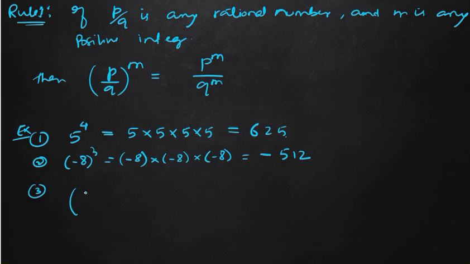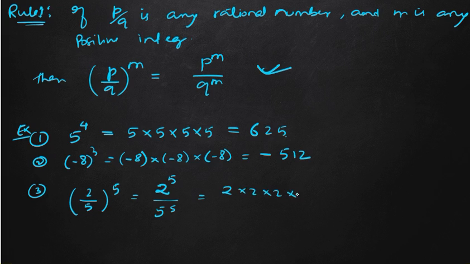Similarly, if we see the third example, that is (2/5) whole power 5, now you can apply this formula. So the power will come over 2 as well as over 5. That means 2 into 2 into 2 into 2 into 2, 2 multiplied 5 times, and 5 will also get multiplied 5 times.